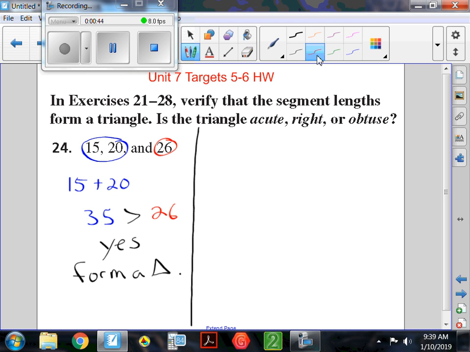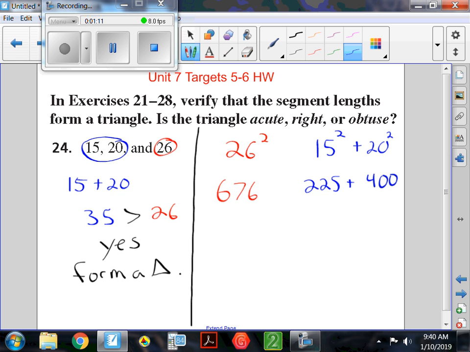If a squared plus b squared does not equal c squared, then it is not a right triangle, so it's either acute or obtuse. I'm going to start by looking at c squared. So 26 squared is 676, and I'm going to compare that to the sum of the squares of the other two sides. 15 squared plus 20 squared. 15 squared is 225, and 20 squared is 400. 225 plus 400 is 625.